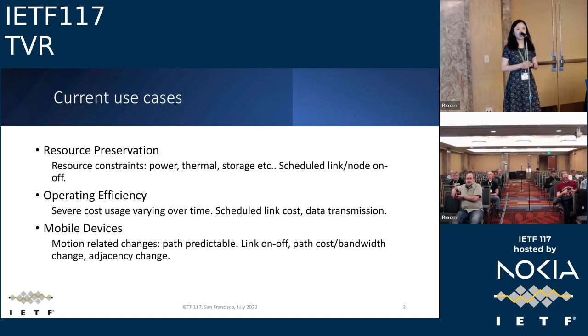So this is a network that operates with a time varying cost. And so also to a network, this will involve scheduling a link cost based on time. The third category is about mobile devices. This is all the use cases that cause network topology changes or any attribute changes because of motion or mobility. So from the network point of view, we may have link on and off, path attribute, bandwidth change, etc., or neighbor changes.